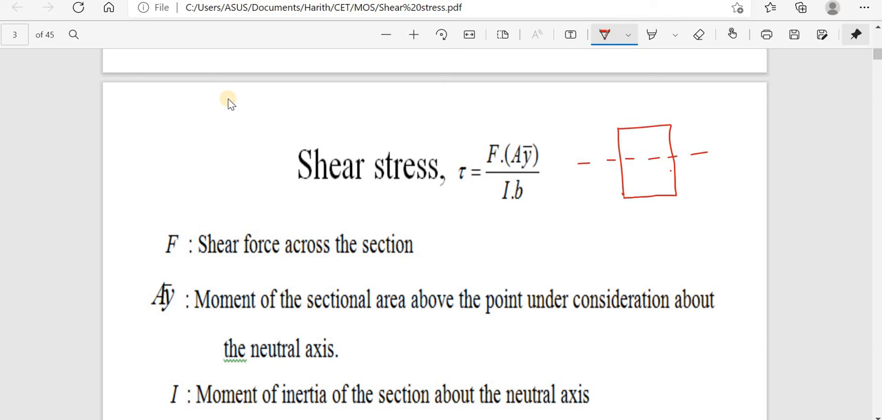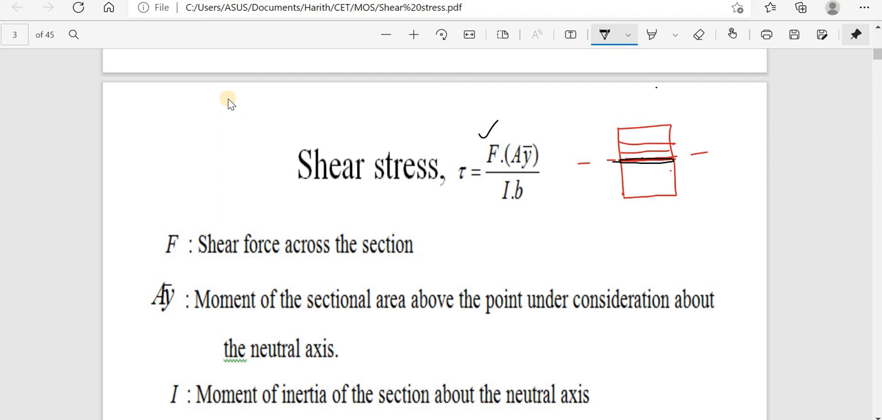F is the shear force. The shear stress can be found out at any layer. I can find out the shear stress at this point, or at this point, or at the neutral axis. Any point I can find out the shear stress. Here I am considering the neutral axis. Shear stress at this neutral axis is given by this equation: F into A into y bar by I into B, where F is the shear force and A is the area of the section above the neutral axis.